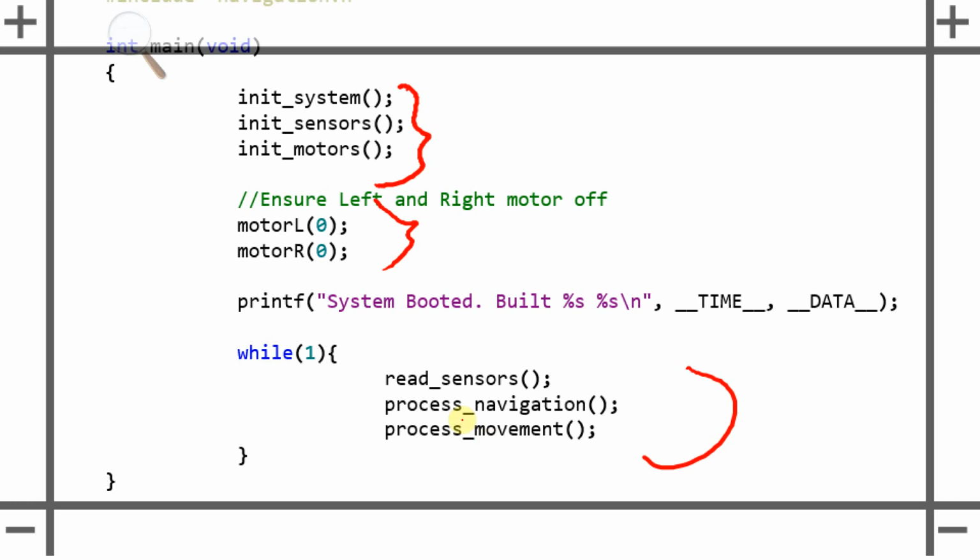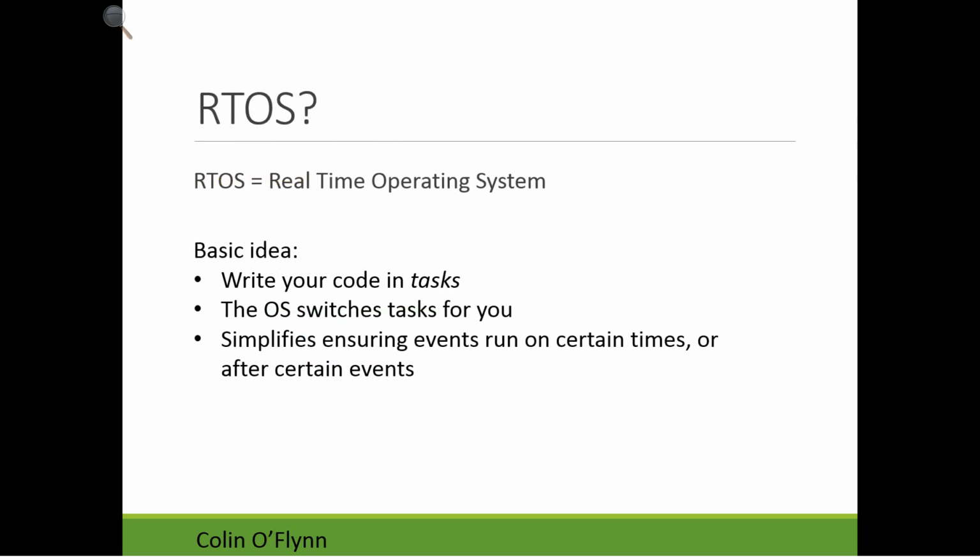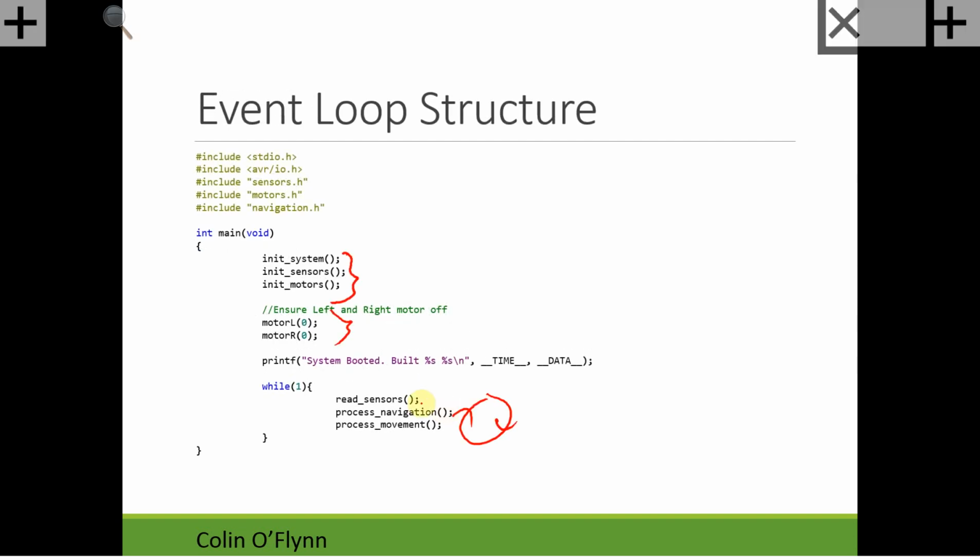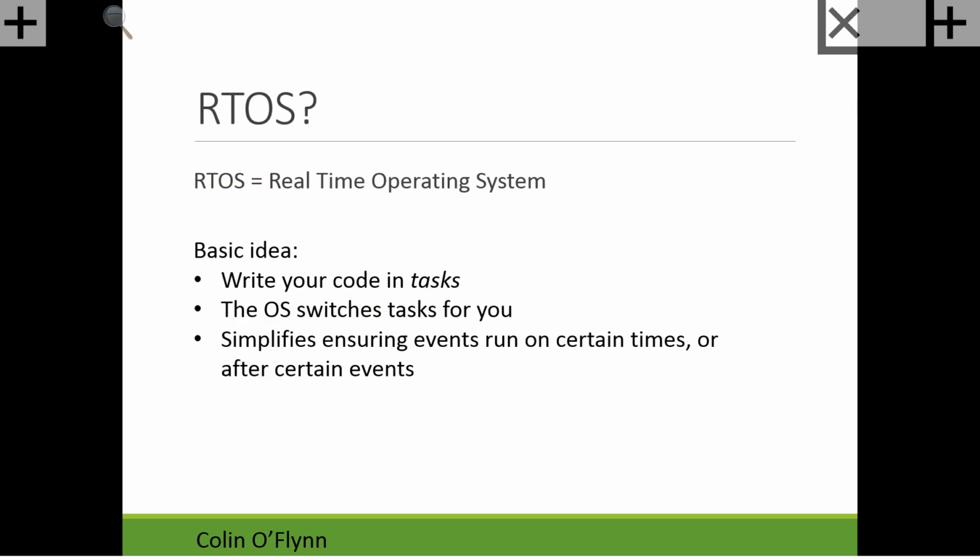And this sort of event loop structure is what you'll very commonly see in embedded systems. The next step up from a simple loop is a real-time operating system, where you write your code in tasks. So in this case, each of these, reading sensors, navigation, is a task, and the operating system is responsible for switching them for you.